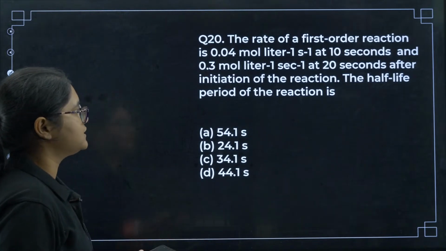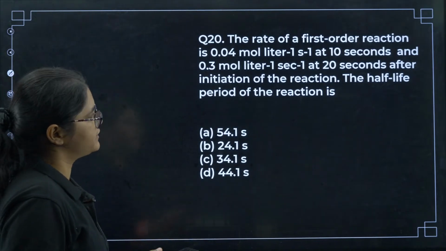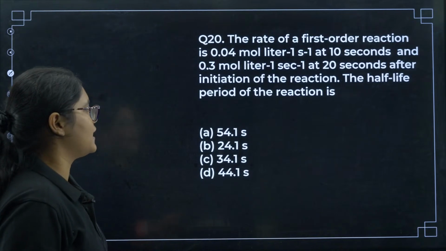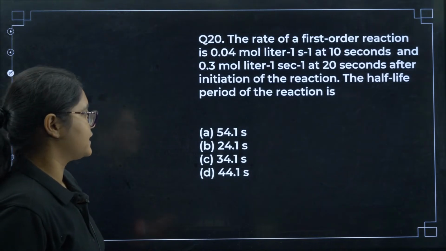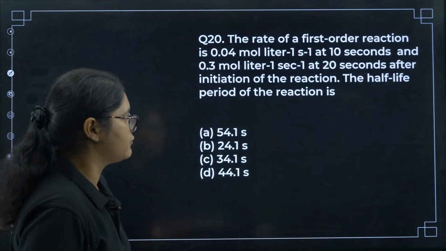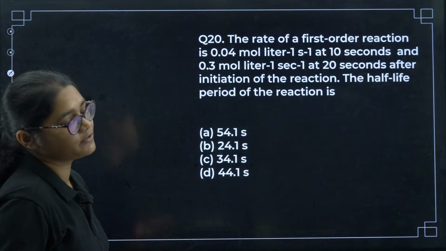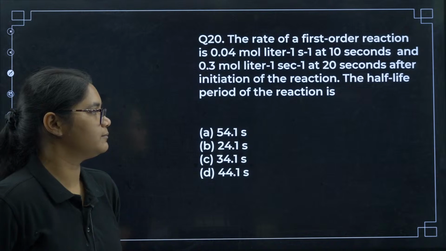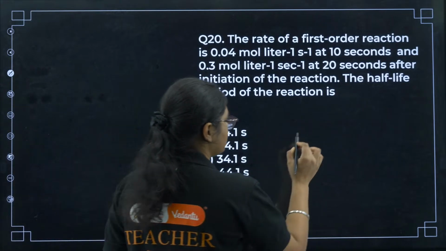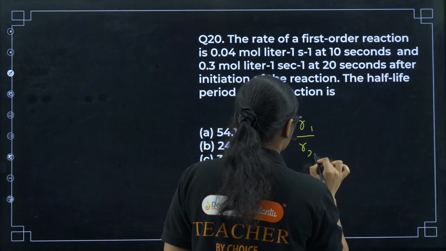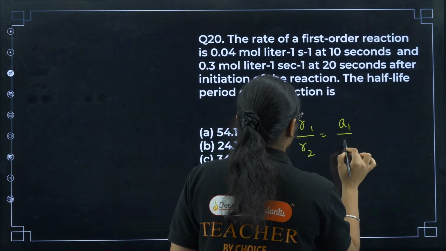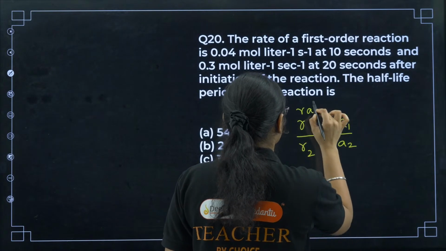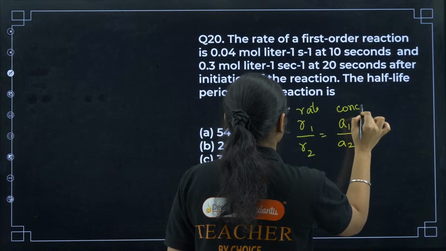Let's see 20th question. The rate of a first order reaction is 0.04 at 10 seconds and 0.03 at 20 seconds after the initiation of the reaction. The half-life period of the reaction is? Very, very simple, easy question. Here you should know one thing, that R1 by R2 is equal to A1 by A2. Here it is rate and here it is concentration.